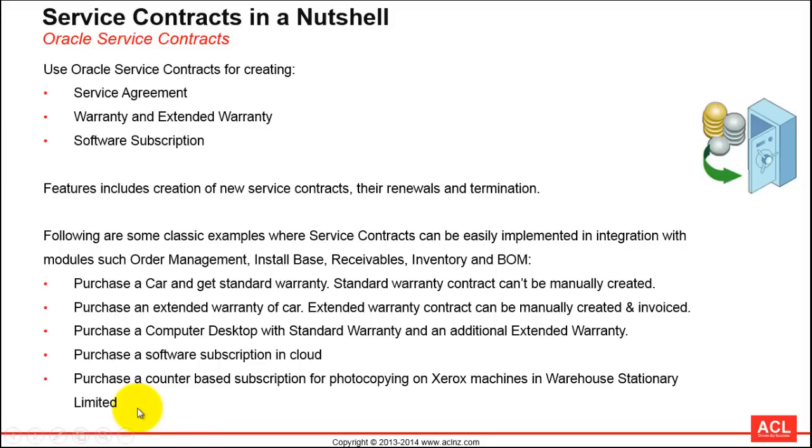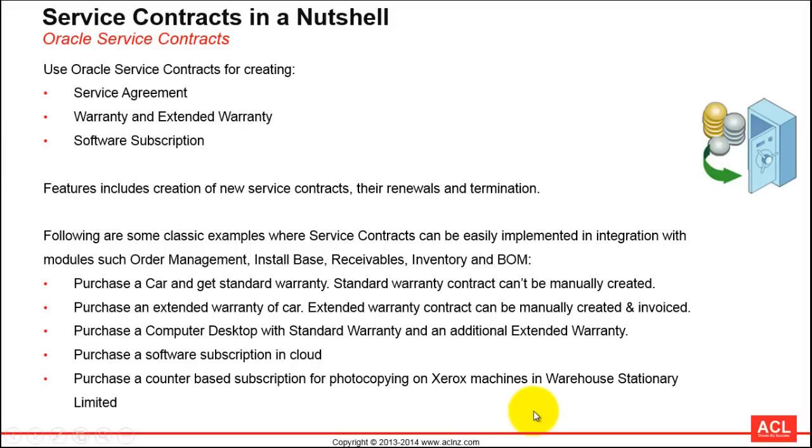So that's another example wherein you can create a service contract which is based on usage of a specific product. For instance, you want to say every photocopy done on a Xerox machine will cost 10 cents to the customer. And for that, as and when the customer uses the Xerox machine for photocopying, you can track that and then charge the customer accordingly based on these terms defined as a part of your service contract. So these are the different examples of how one can use the service contract.